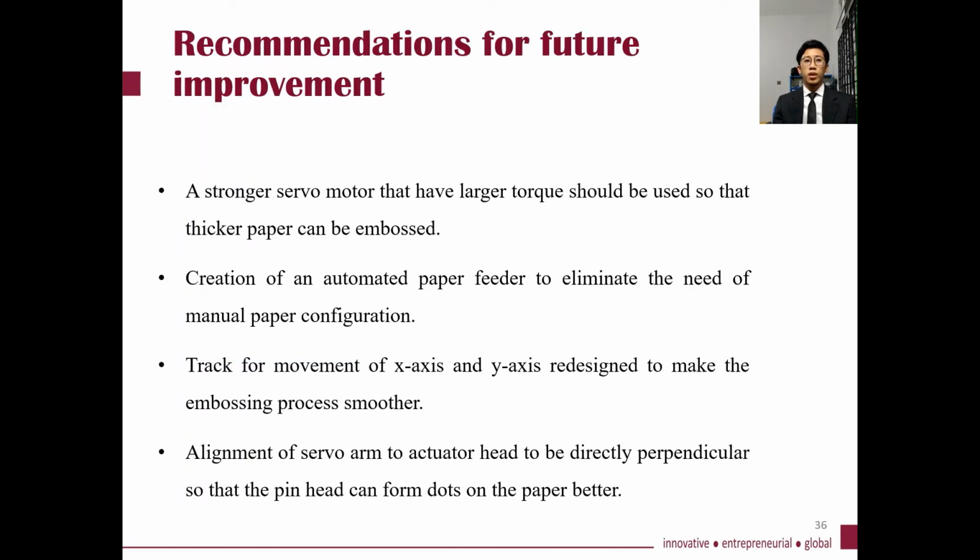Recommendations for future improvement are: a stronger servo motor with larger torque should be used so that thicker paper can be embossed; creation of an automated paper feeder to eliminate the need for manual paper configuration of the embossing paper; the track for movement of the X and Y axis needs to be redesigned to make the embossing process smoother; and last but not least, the alignment of the servo motor arm to the actuator head needs to be directly perpendicular so that the pin head can form dots on the paper better.